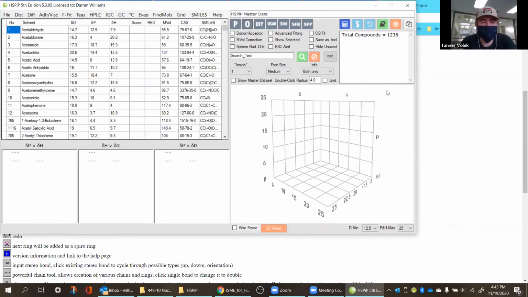Something the HSP book mentioned was about how, if you look at the HSP of the polymer compared to the monomers, you could imagine the radius of the sphere being a lot smaller for the polymer than it would be for the monomer. Yeah, that's a good thing to know. So you really just want to focus on the center of that polymer.